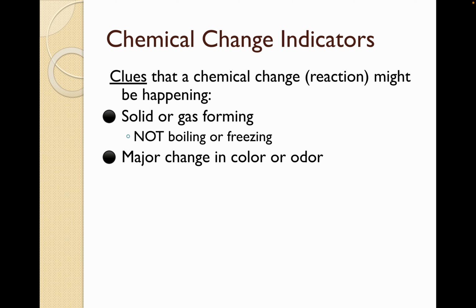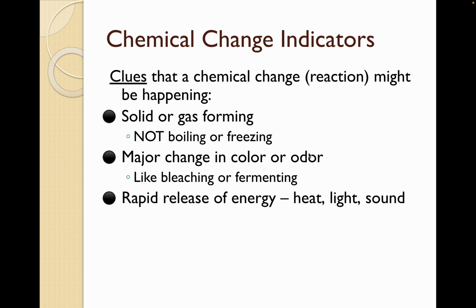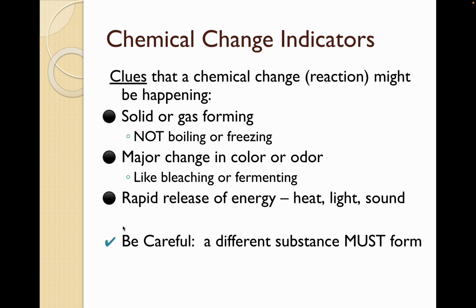So, major change in color or odor. Once the appearance changes, that's different in terms of color or smell, because that's an indicator that something had to have reacted with it and created something else, such as the new odor. Bleaching or fermenting. Rapid release of energy. Energy comes in different forms. It can come in sound, heat, or light. Gas releasing is obviously a form of energy. And again, we're really stressing that a different substance must form for the chemical change or reaction to have actually happened.